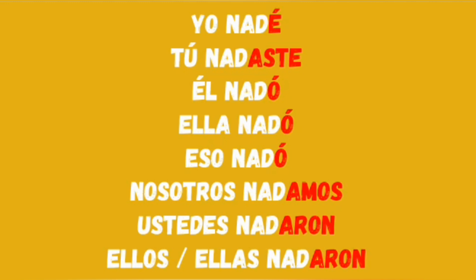To say you swam, in the plural form, you have to say ustedes nadaron. And then if you want to say they swam, you have to say ellos nadaron. If you're talking about a group of boys, ellos nadaron. And if you're talking about a group of girls, you have to say ellas nadaron.